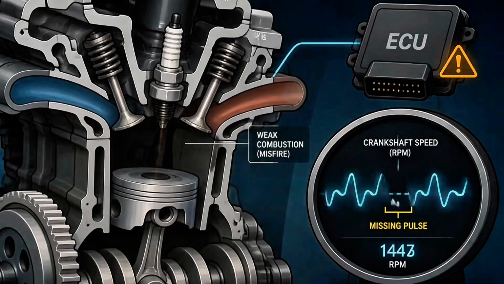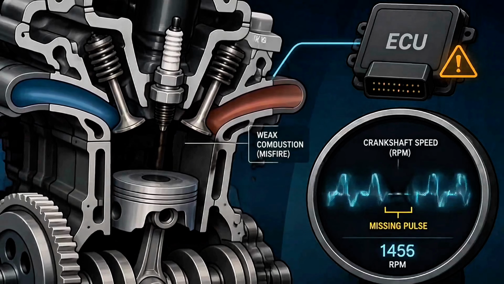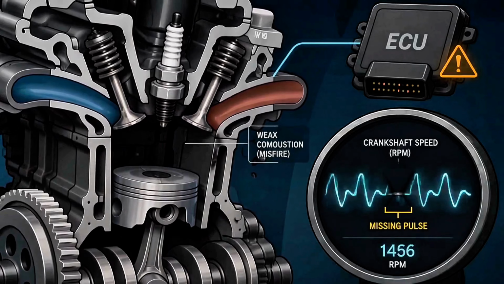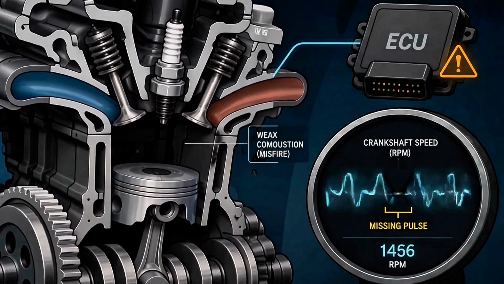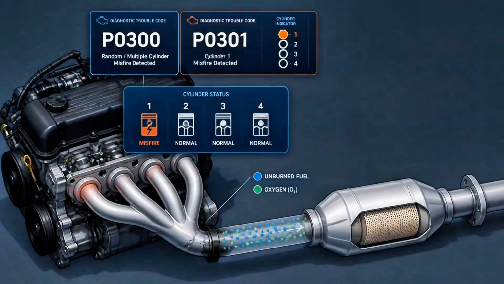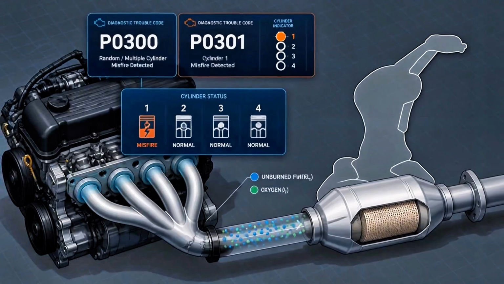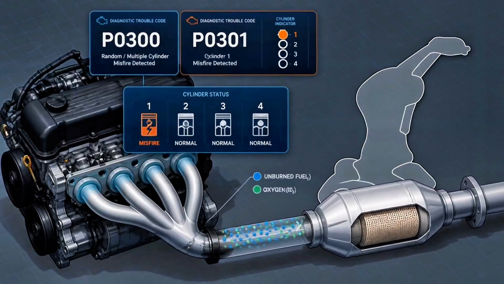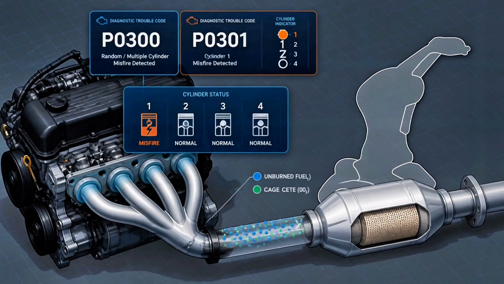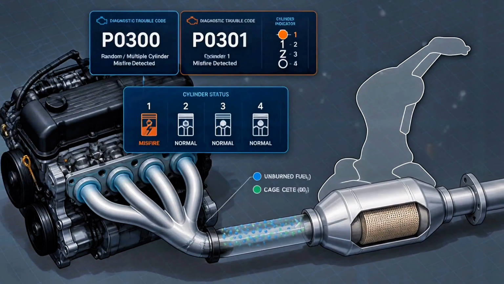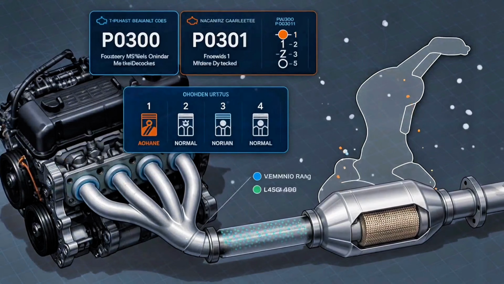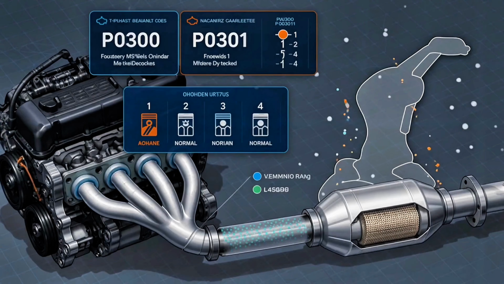The computer can detect it through tiny changes in crankshaft speed. Every successful combustion event accelerates the crankshaft slightly. When one cylinder fails, the expected pulse of acceleration is missing. The computer may store P0300 for random or multiple misfires, or a code such as P0301 for a specific cylinder. Common causes include worn spark plugs, failing ignition coils, damaged wiring, fuel injector problems, vacuum leaks, or poor compression.